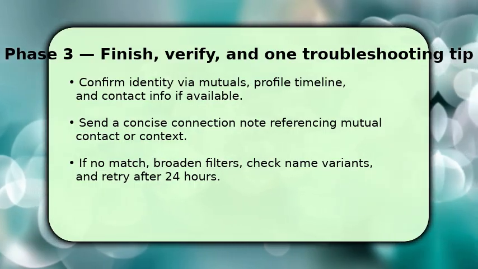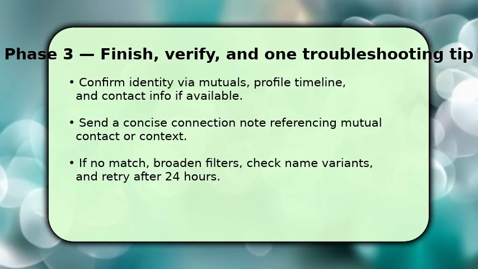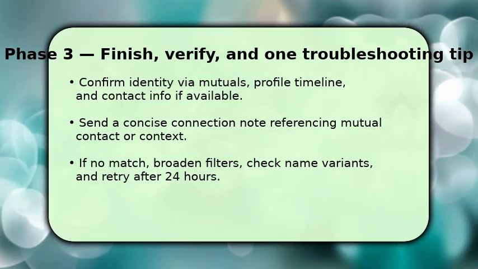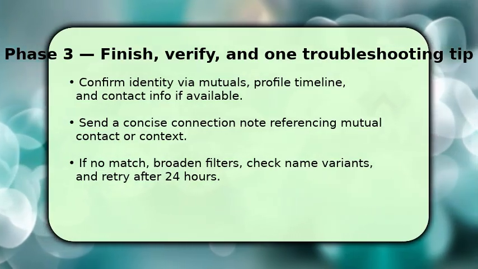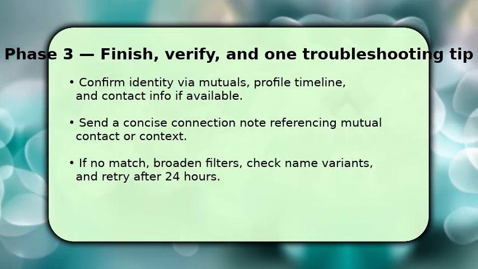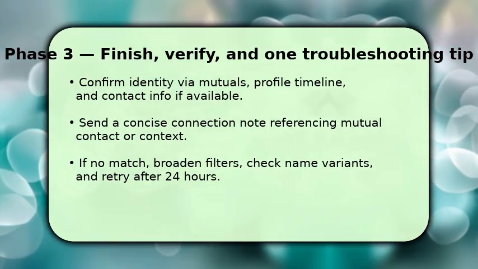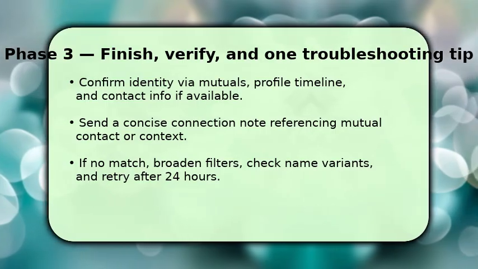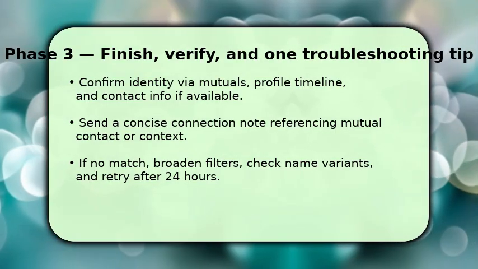If you find no convincing profile, broaden filters to name variants, prior companies, or alternate locations and retry. Sometimes profiles update slowly, so try again after 24 hours. Troubleshooting tip: if results are sparse, check privacy settings or ask a mutual contact directly.